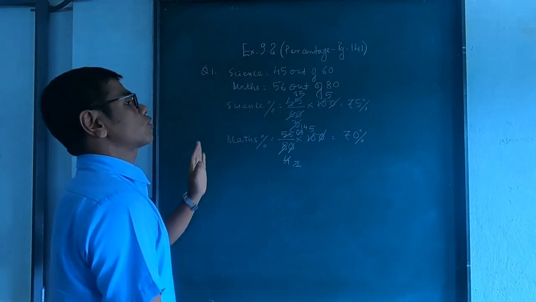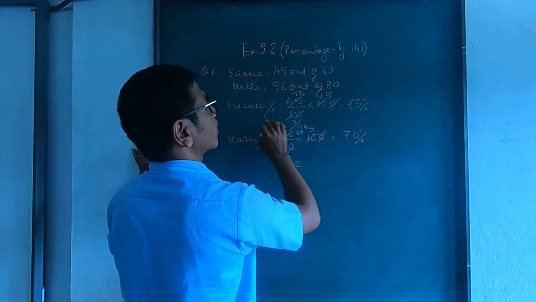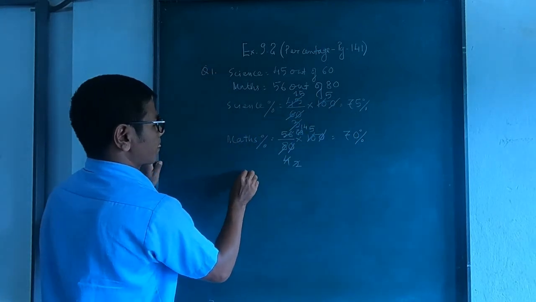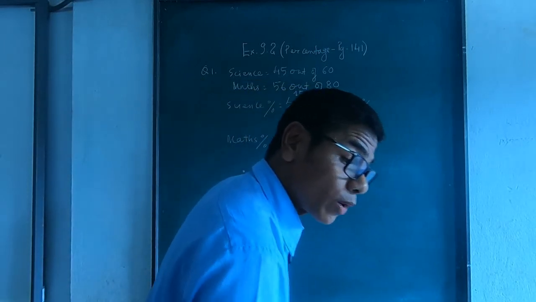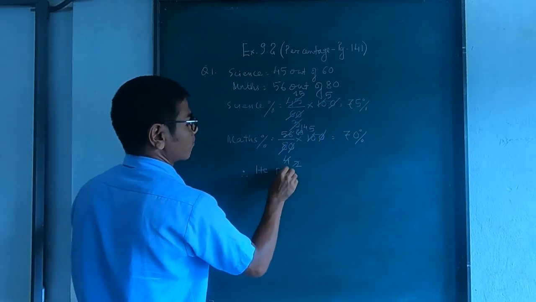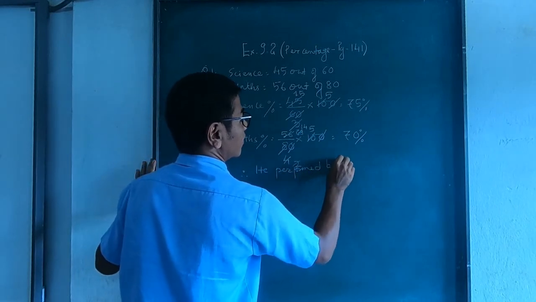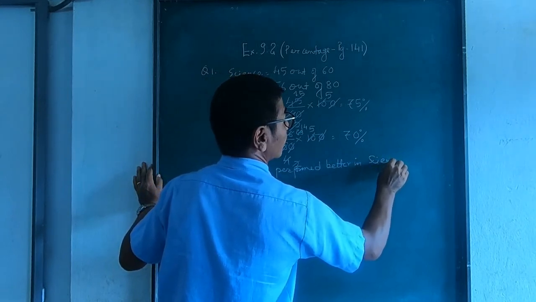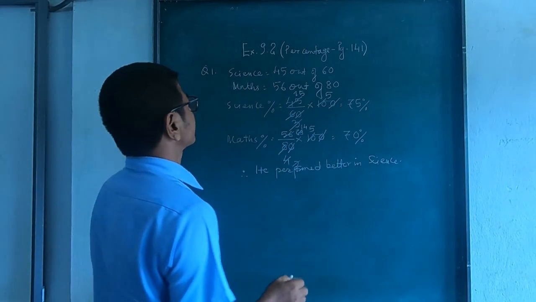Now, we are supposed to compare between science and maths. So which is more? He did better in science. Therefore, the question says, in which subject did he perform better? He performed better in science. Why? Because science is 75%.